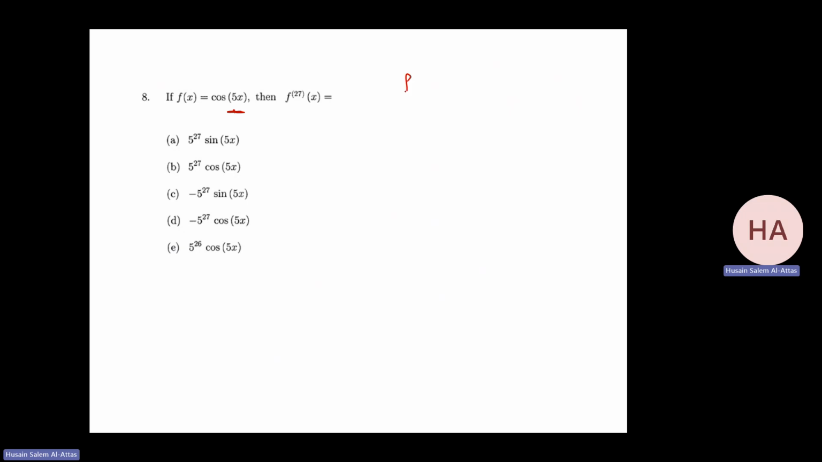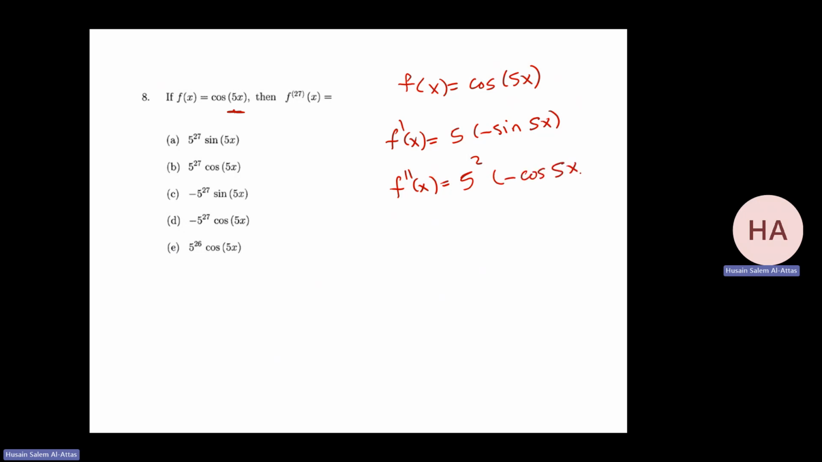Okay, so cosine 5x. What will be f prime? It will be 5 times minus sine 5x. Second derivative, if you remember, we can do it, 5 squared times minus cosine 5x. If you differentiate this, you need to multiply by 5 here. So I think you can do it like what we did before. That will be 5 cubed sine 5x. The fourth, it will be 5 to the power 4 cosine 5x.